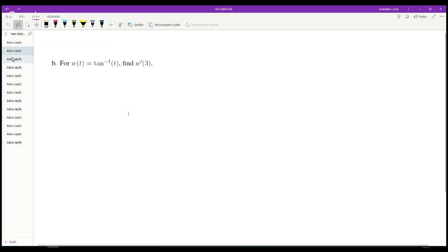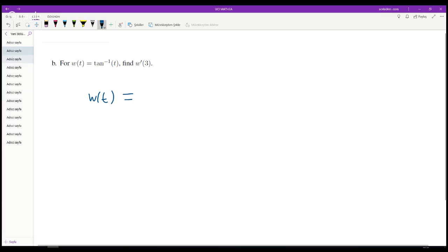Okay, so what are we going to do here? We have W(t) equals inverse tangent t, and we need to find the derivative. So this is our first, harder question. Do you have any suggestions? Please write me.